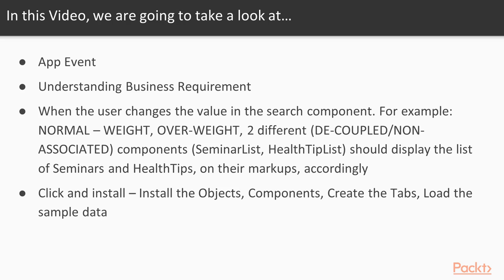App Event. In this video, we are going to take a look at App Event and understand the business requirement. One such component is going to be there. By changing from normal to over to normal, normal to under, as of now, it is displaying volunteers. But now it has to display two different lists: the list of seminars for that category and, secondly, the list of health tips for that category.